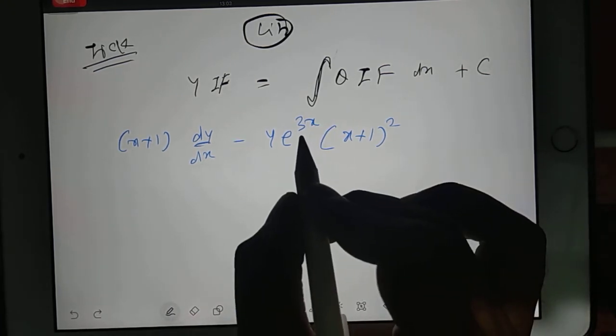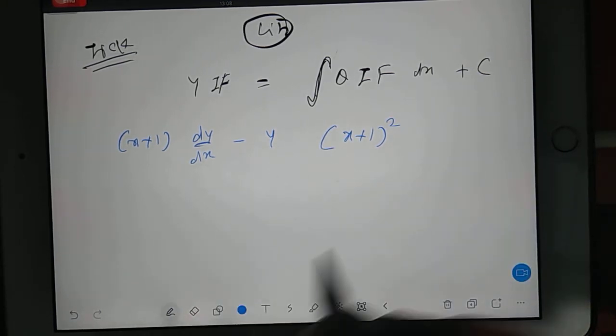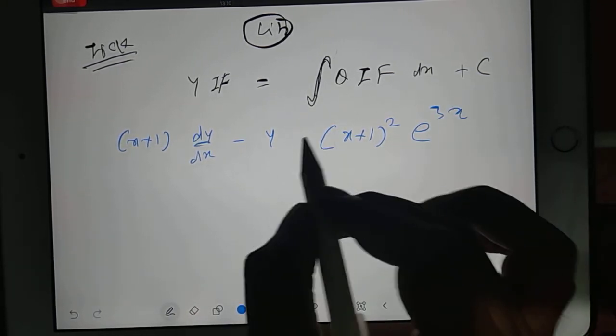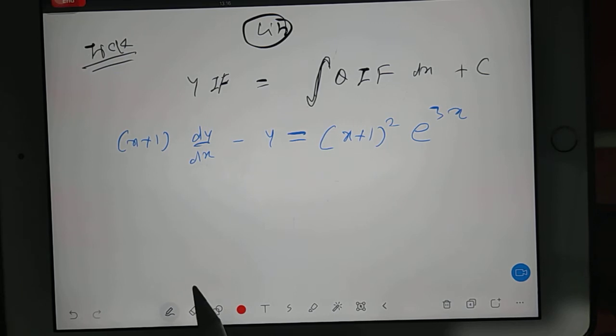I have an equal sign here between these two. Here I have the equal sign. Okay, I have corrected it now.